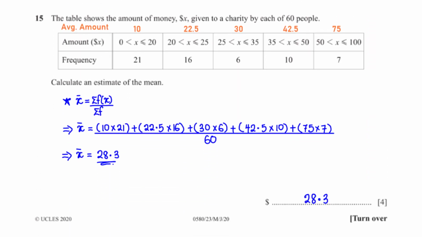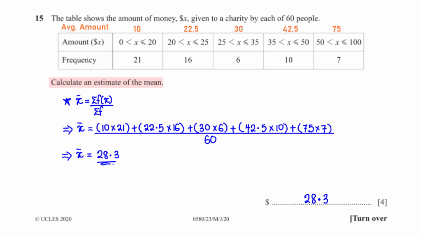The table shows the amount of money, x dollars, given to a charity by each of 60 people. Calculate an estimate of the mean. The mean is equal to sigma f of x, which is the total sum of money, divided by sigma f, which is the total number of people who gave money to the charity.